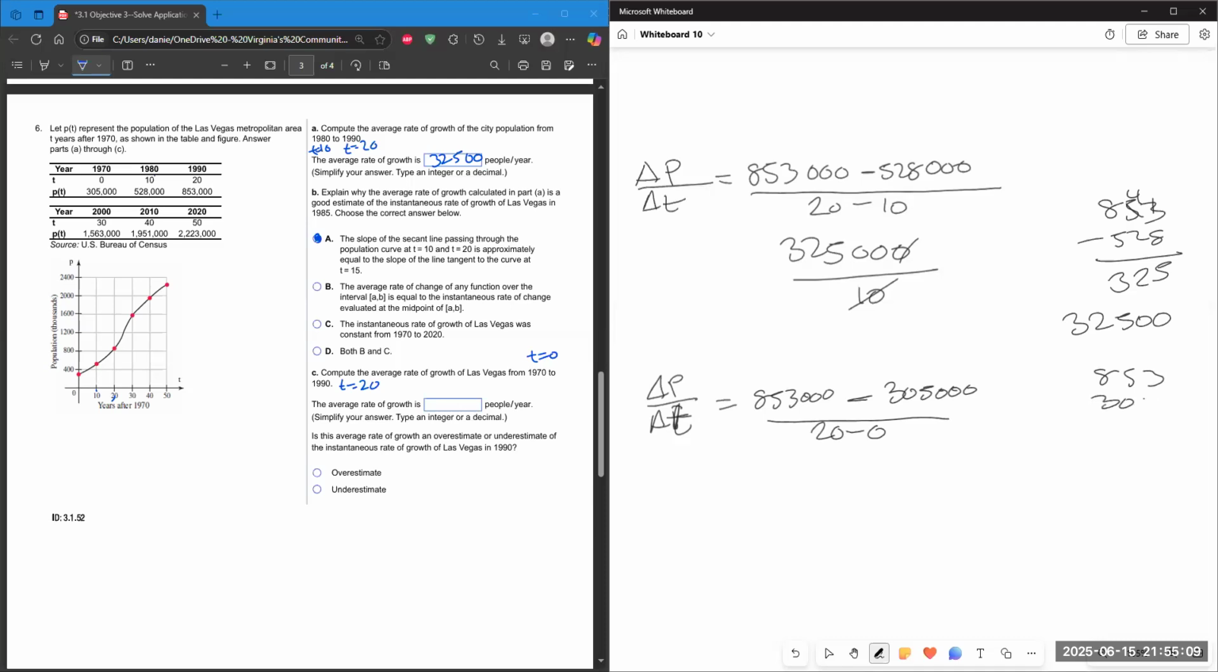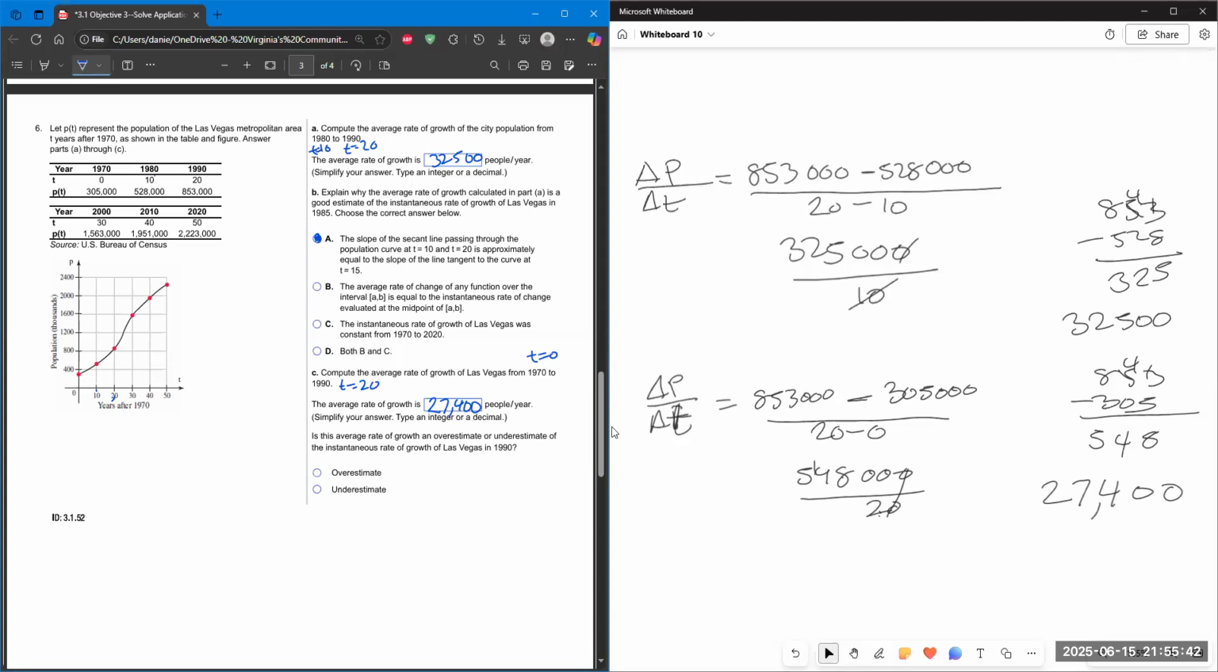853 minus 305 is 548,000 over 20. So 2 goes into 5 2 times with 1 left over. 2 goes into 14 7 times. 2 goes into 8 4 times. 2 goes into 0. That's 27,400.